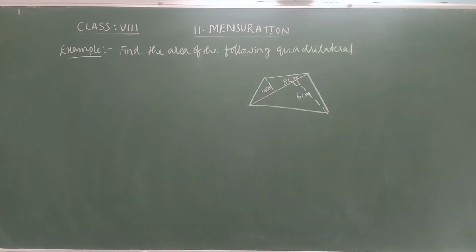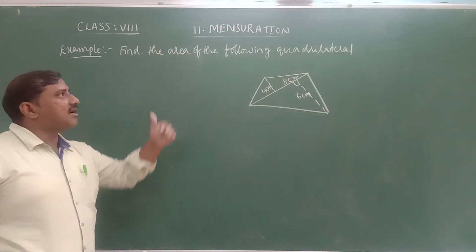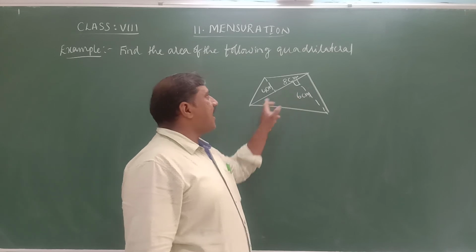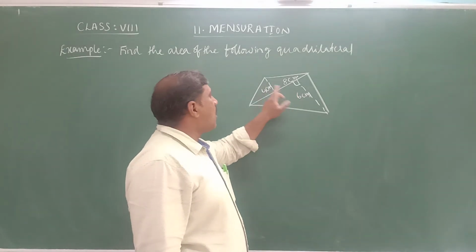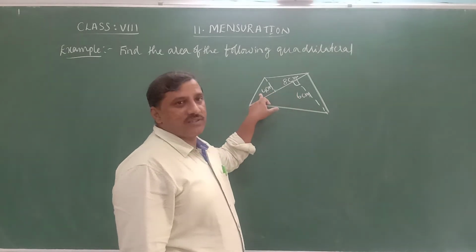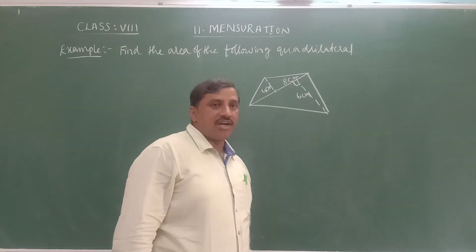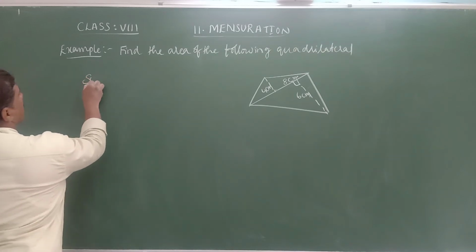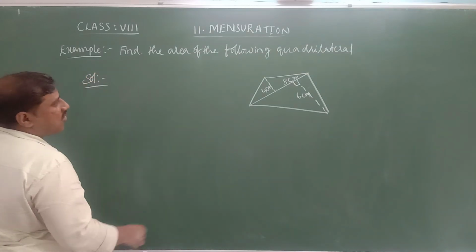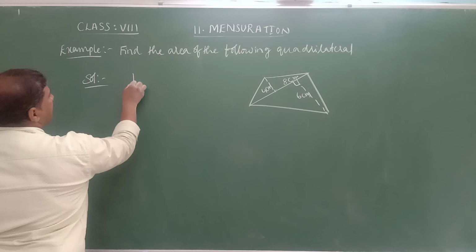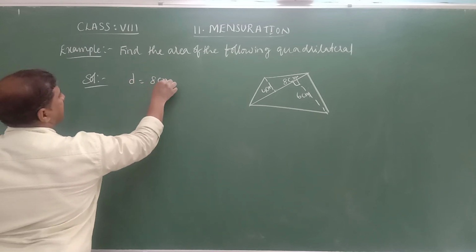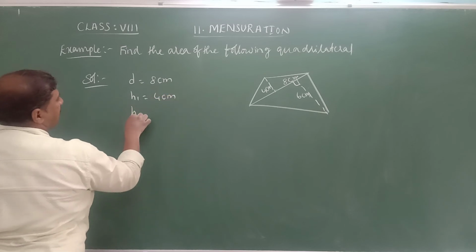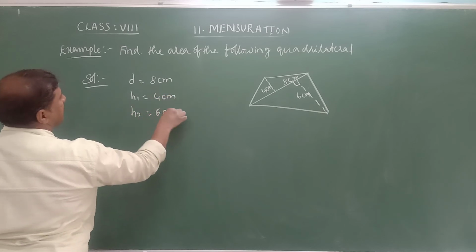Now we will discuss one example. Find the area of the following quadrilateral. Observe this. One diagonal is given as 8 centimeters and the two altitudes are given. One altitude is 4 centimeters, the other altitude is 6 centimeters. Then use the proper formula to find the area of the given quadrilateral. So here d is equal to 8 centimeters, h1 is equal to 4 centimeters and h2 is equal to 6 centimeters.